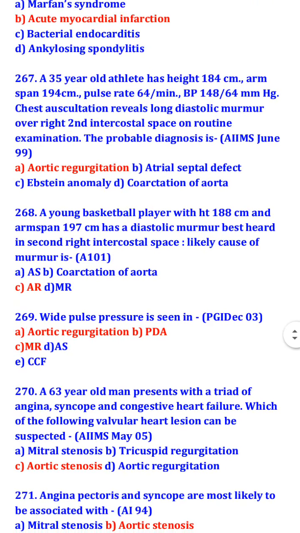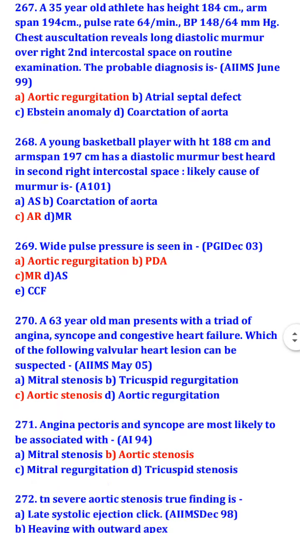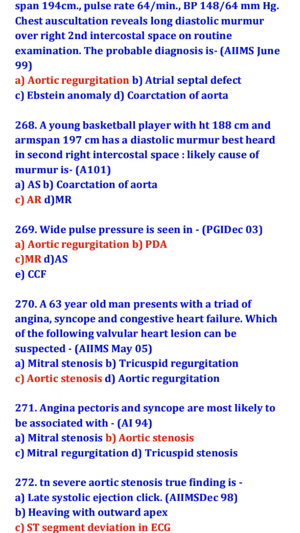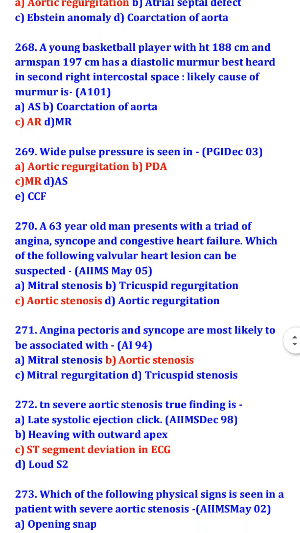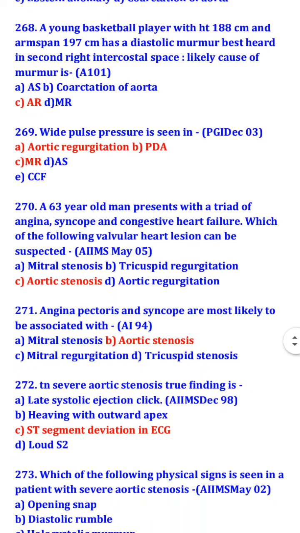A young basketball player with height 188 cm and arm span 197 cm has a diastolic murmur heard in the second right intercostal space. Likely cause of murmur is aortic regurgitation. Wide pulse pressure is seen in aortic regurgitation, patent ductus arteriosus, and mitral regurgitation. A 63-year-old man presents with a triad of angina, syncope, and congestive heart failure. Which of the following valvular heart lesions can be suspected?